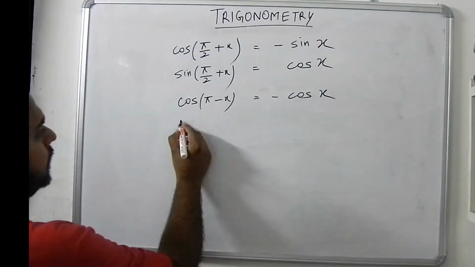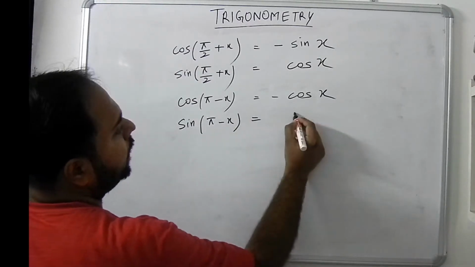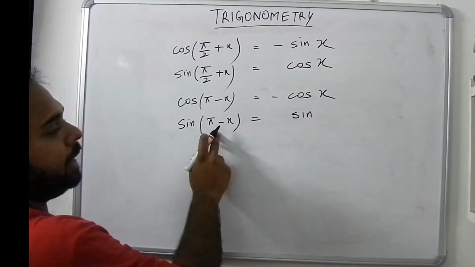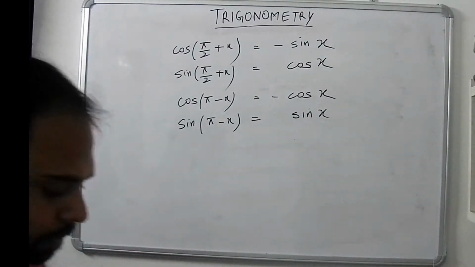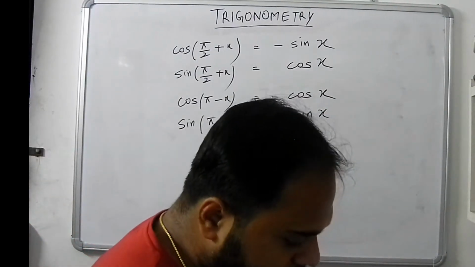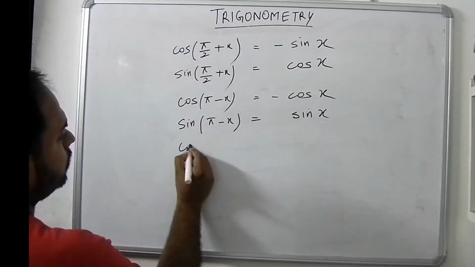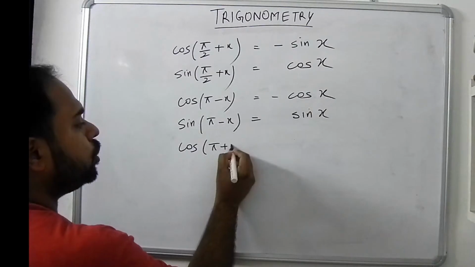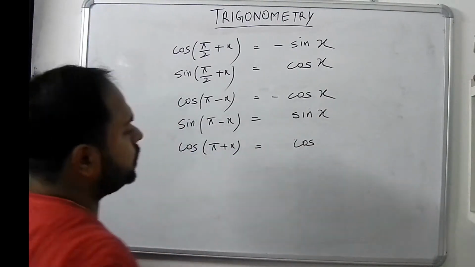Likewise, sin of pi minus x. Here again it's pi, so it stays sin. In the second quadrant sin is positive, so sin of pi minus x is sin x, right? Likewise, let's do cos of pi plus x. Since it's pi, cos is going to remain as cos.